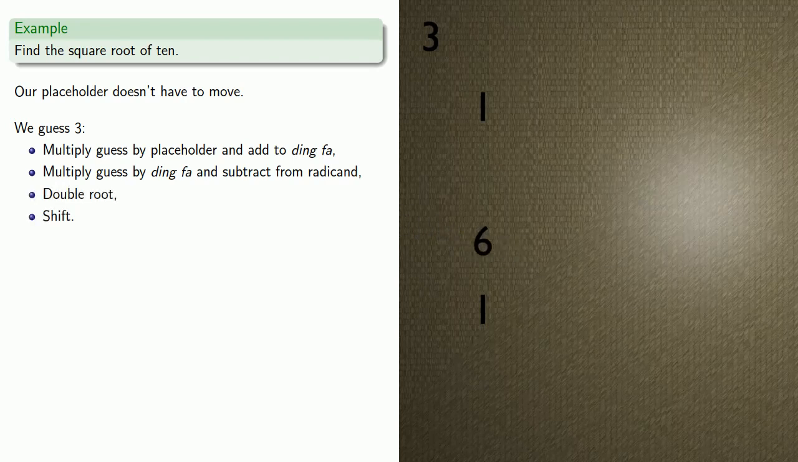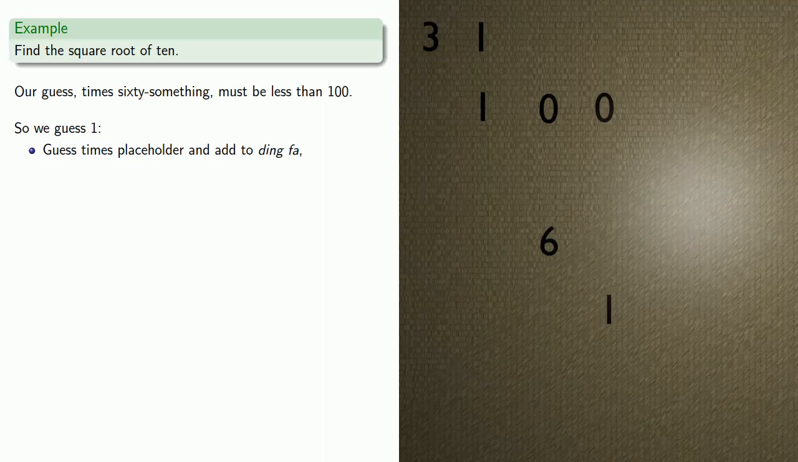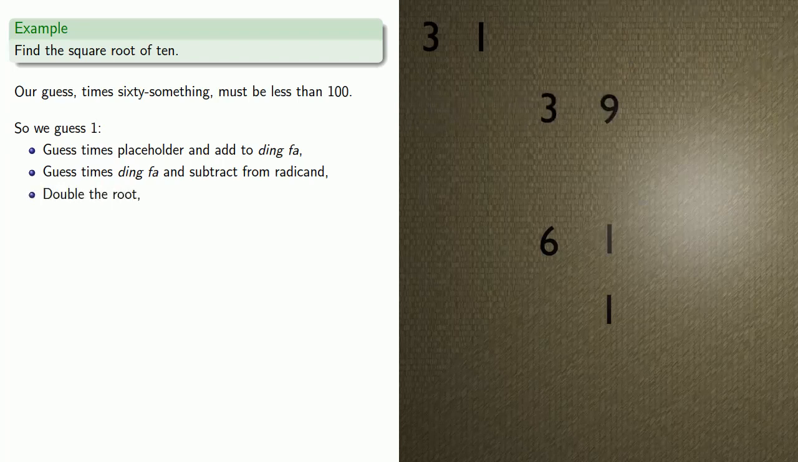And shift. Now, before we shift, it's convenient to put some placeholding zeros up. You can think about these additional zeros as being zeros placed after the decimal point. They're there to keep everything lined up. So our next digit, well, remember, our guess times 60-something must be less than 100. So we guess 1, guess times placeholder, and add to Ding Fa, guess times Ding Fa, and subtract from the radicand, double the root so far, that's 62, and shift.